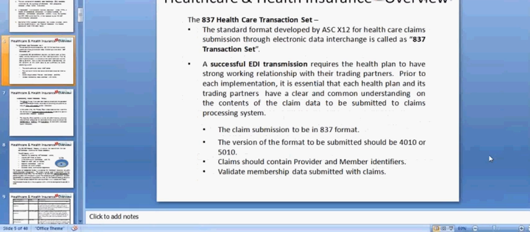Okay. As I said, ASC X12 is the name of the committee that is responsible for coming out with these formats, and healthcare is only one domain. Similarly, there are other domains in terms of your insurance, in terms of finance and other sectors too. So ASC X12 is a major organization within the ANSI, American National Standards Institute.